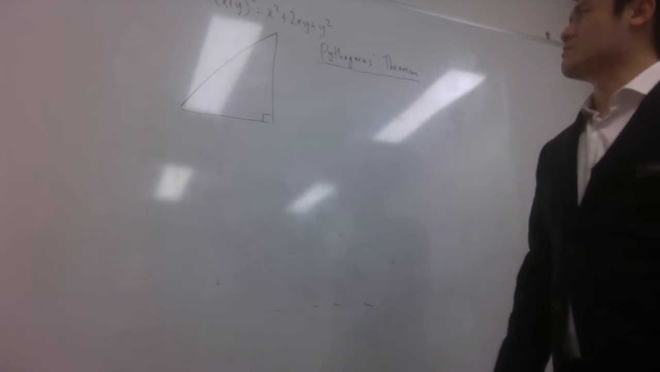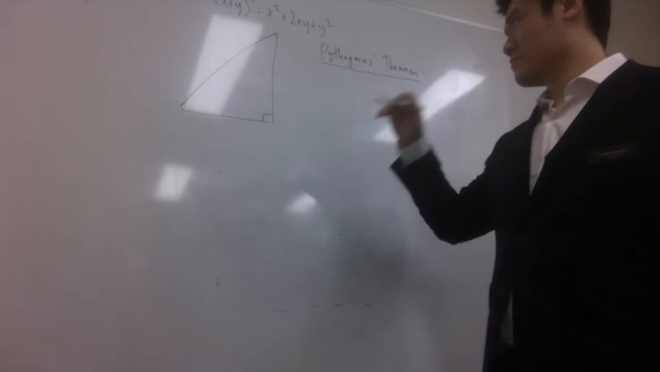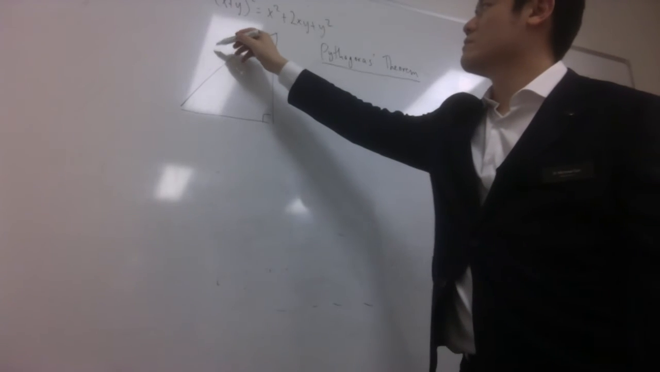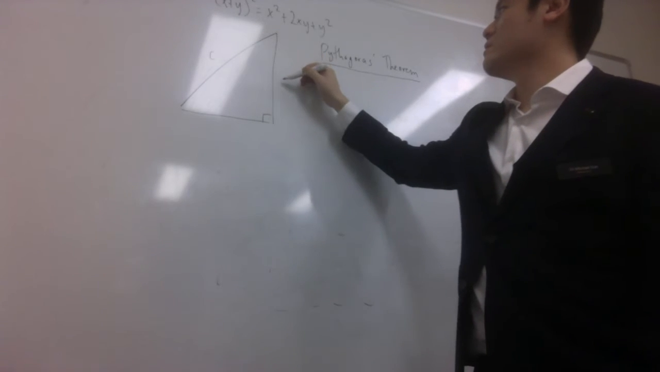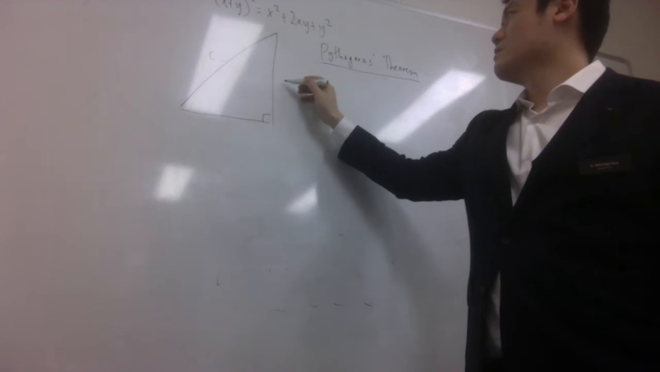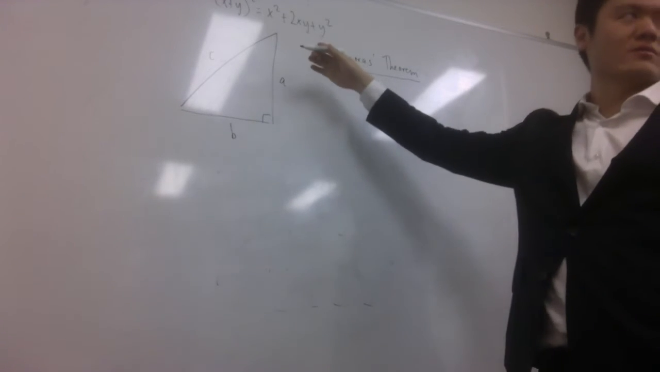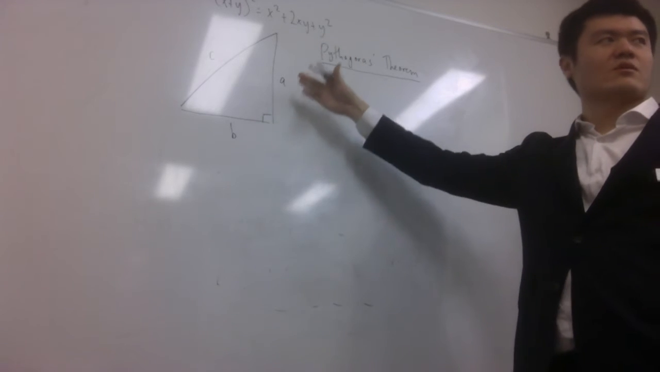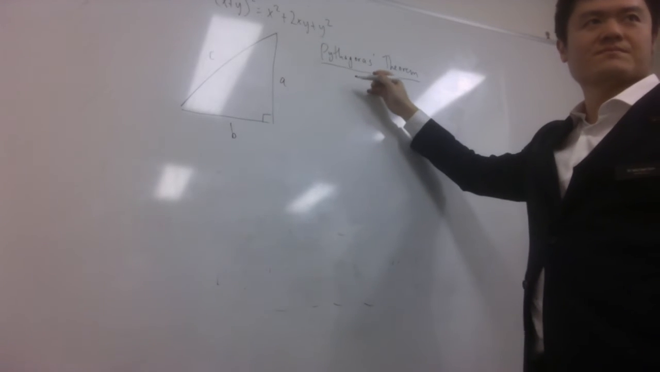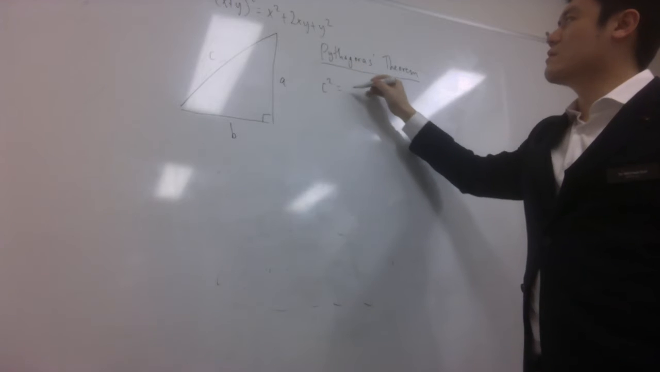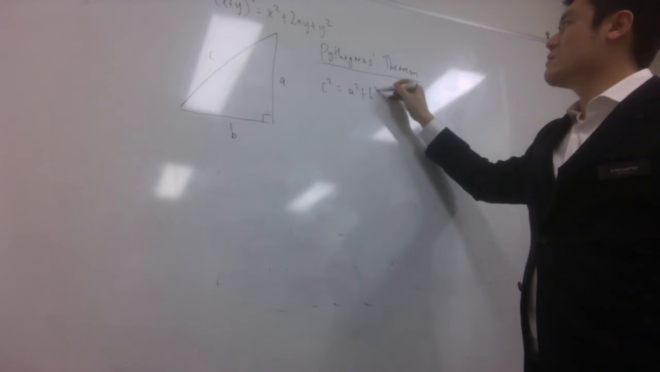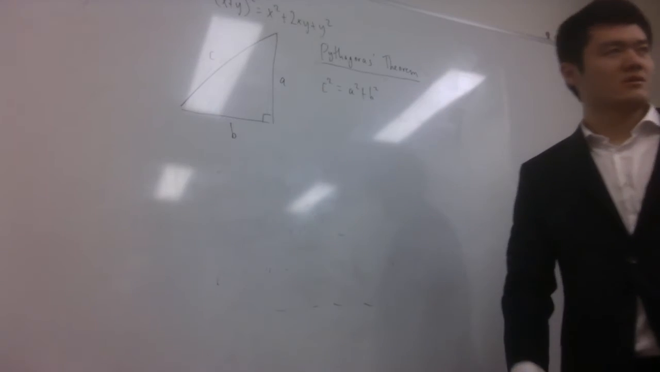So what is Pythagoras' theorem? So C, A, and B. They say the square of the hypotenuse is equal to the sum of the square of the remaining sides. Yeah? C squared equals A squared plus B squared. Okay?